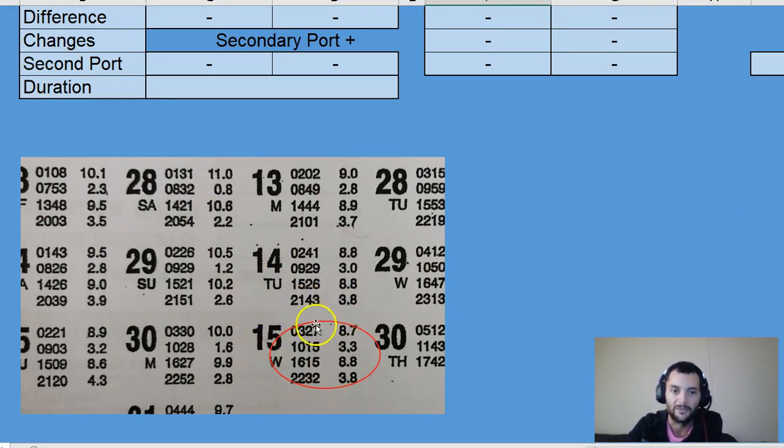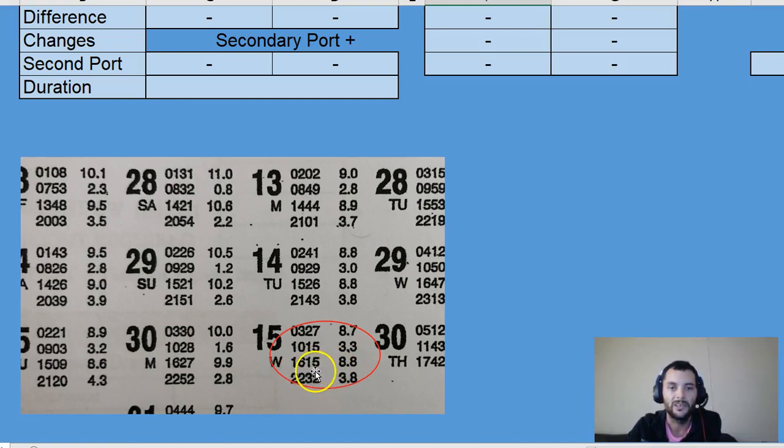So here we can see this is the 15th of June. There are 4 tidal sets throughout the day. At 3:27 in the morning is high tide, and the height is 8.7. Then at 10:15 it's low tide, and the height at that time is 3.3.